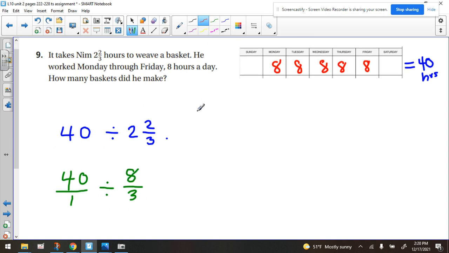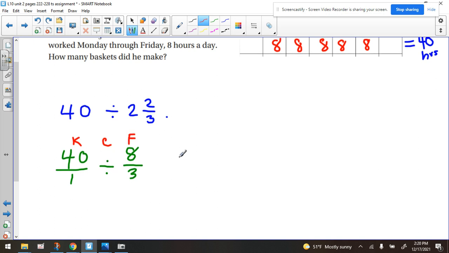All right, so once we have the division, now we apply keep, change, flip. So we're going to keep the dividend. We'll change this to multiplication, and we'll flip this to its reciprocal. So that would look like this. 40 over 1 times 3 over 8. Make sure you write all this stuff down on your piece of paper, by the way.